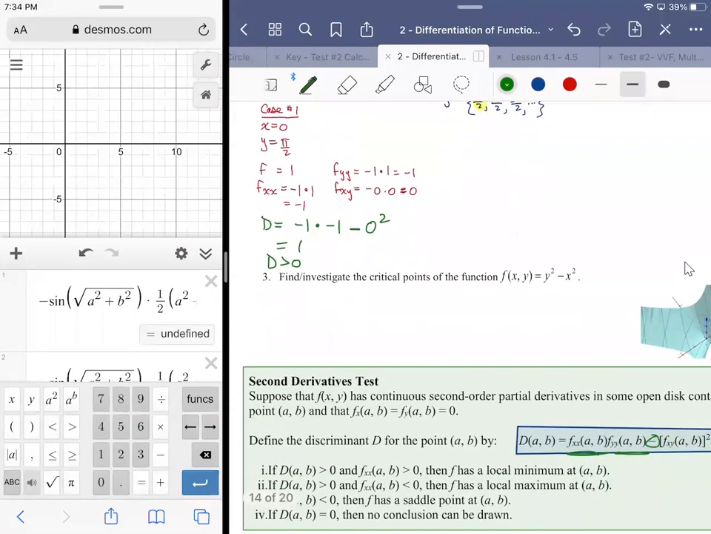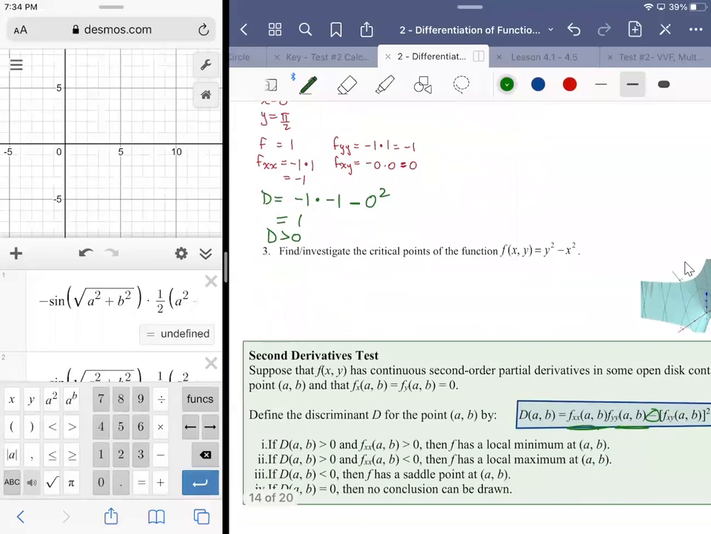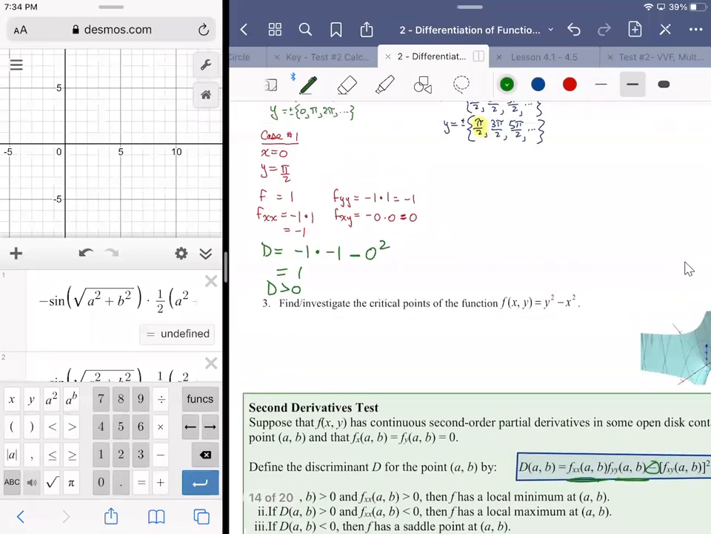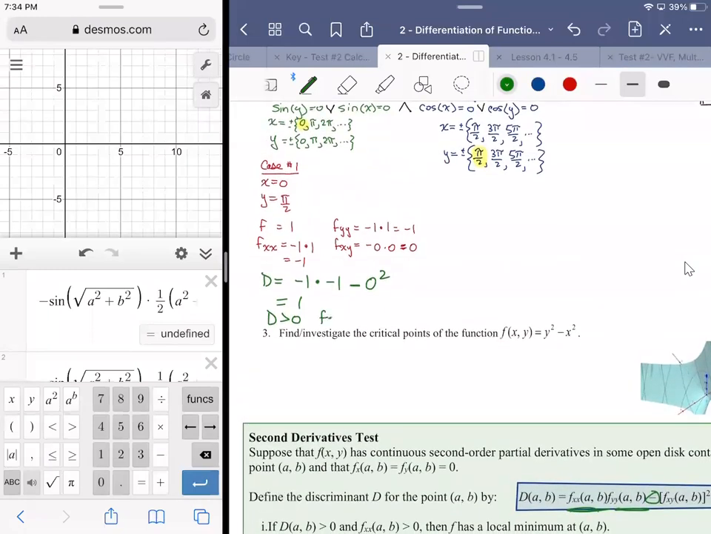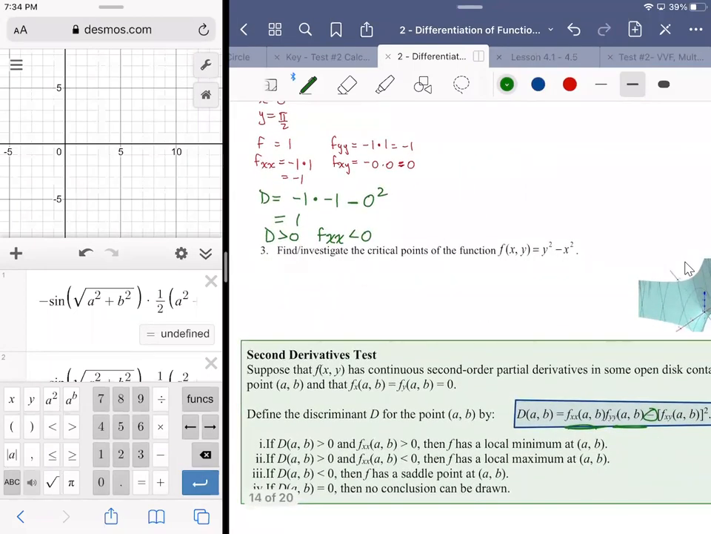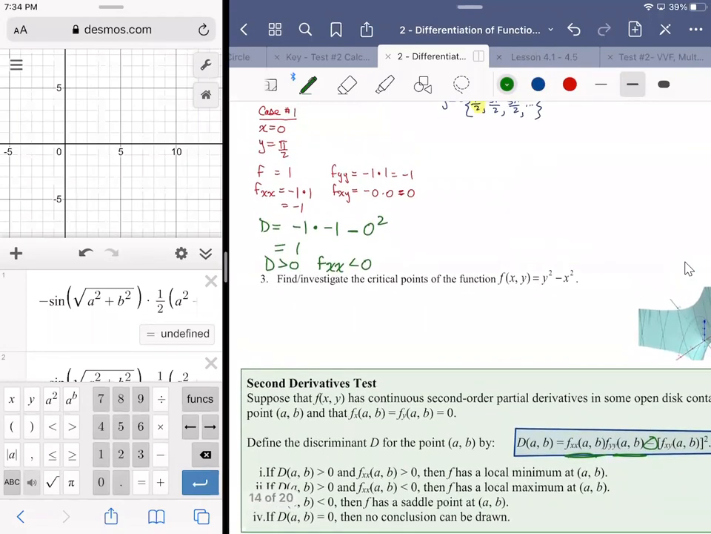So our conditions boil down to D being either positive, negative, or 0, just like a discriminant in quadratics. And our second order partial with respect to x, we want to know what the sign is of that. We already have that information. F sub xx is less than 0. So that tells me that we have a local max at 0 comma pi over 2.